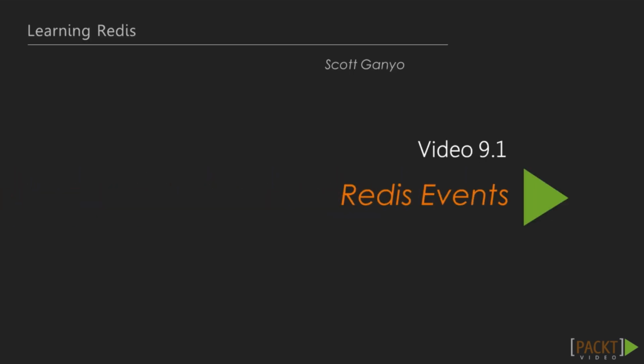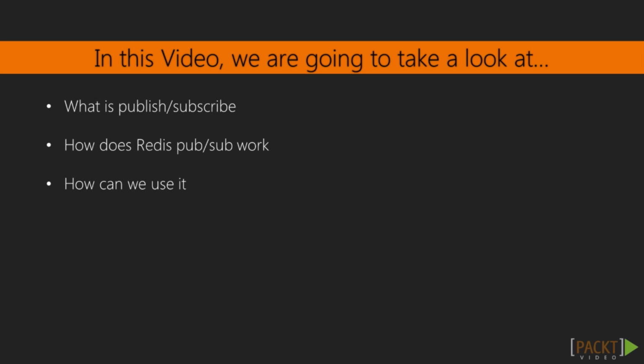Video 9.1, Redis events. Now, frankly, there are many ways we could inform players that it's their turn. We could have just built it into the code like we've been doing with the other functions. But Redis has a really cool way to handle reactive functionality that works even between Redis clients that I think is worth exploring. So in this video, I'll quickly explain the publish-subscribe concept of events, and then we'll move right into how Redis implements it and how we can use it in our application.